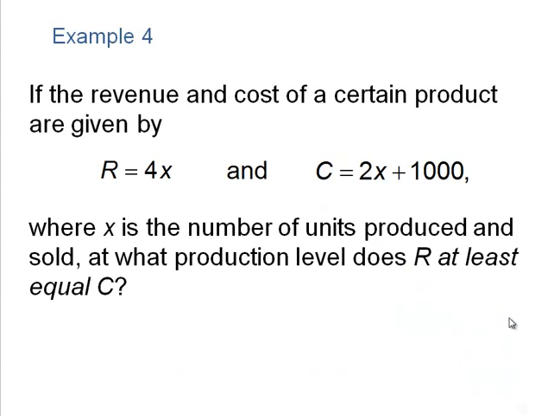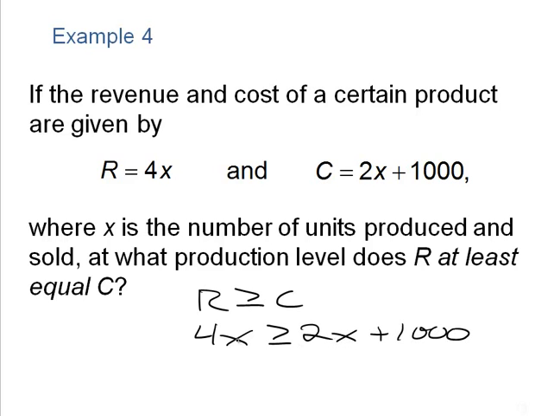Another example involving the world of finance, revenue and cost. So we've got our revenue equation of 4x, our cost equation of 2x plus 1,000, where x is the number of units produced and sold. They want to know at what production level does R at least equal C. So that's a big fancy way of saying make sure that revenue is greater than or equal to cost, i.e. 4x is greater than or equal to 2x plus 1,000.